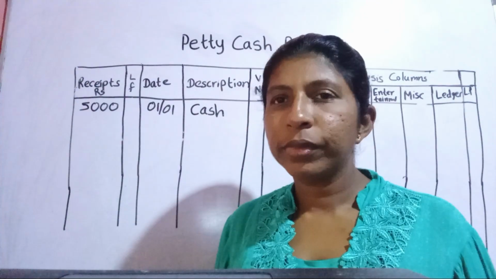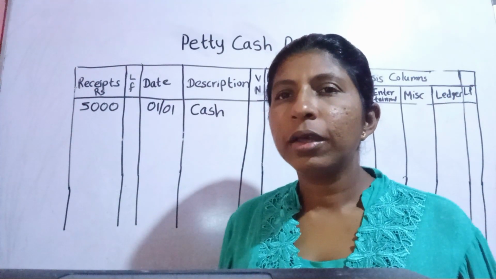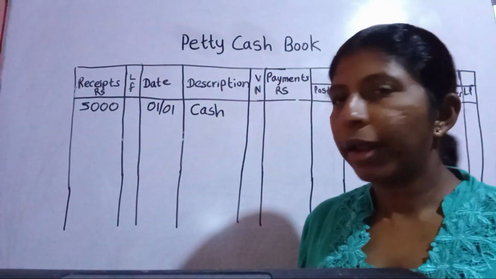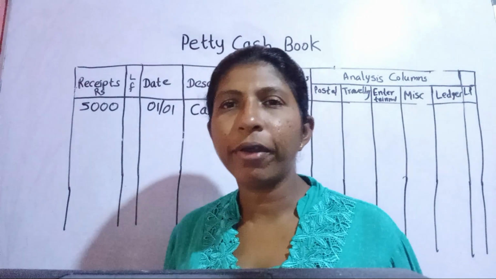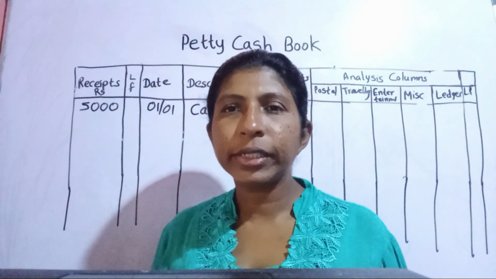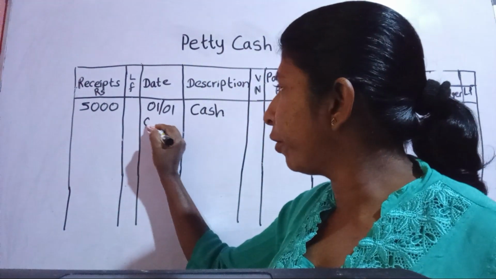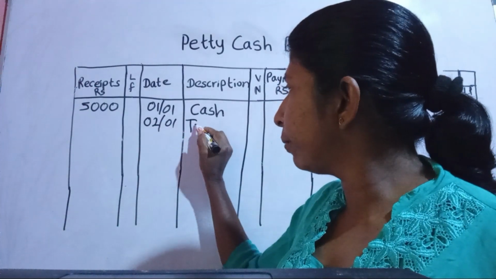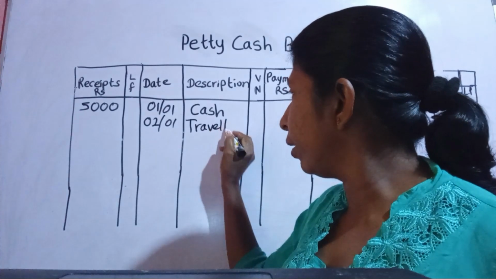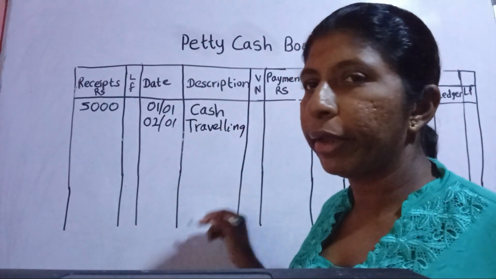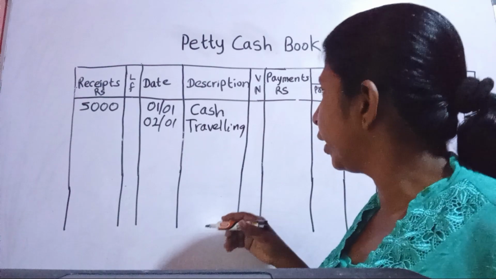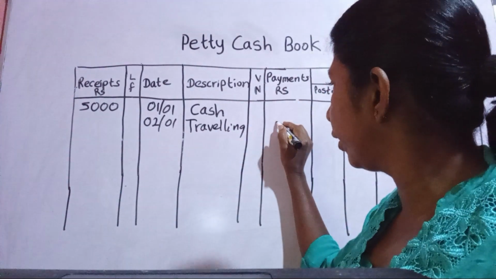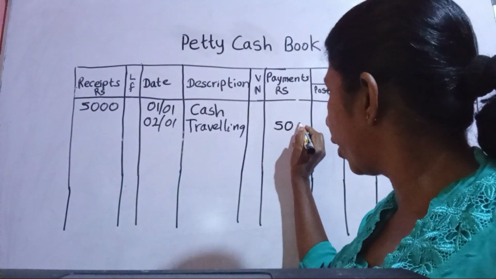Imagine the business has paid traveling expenses of rupees 500. The date is 2nd January. Therefore, I have to write the date here, 2nd January. The description is traveling expenses. The amount is 500. This is a payment, therefore you have to write 500 here in the payments column.